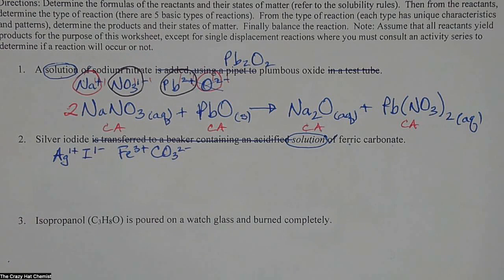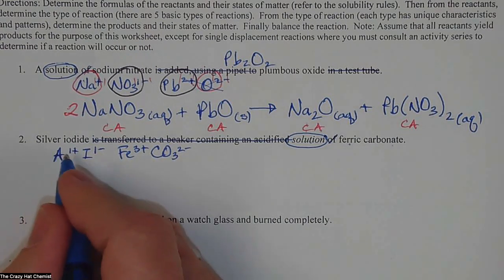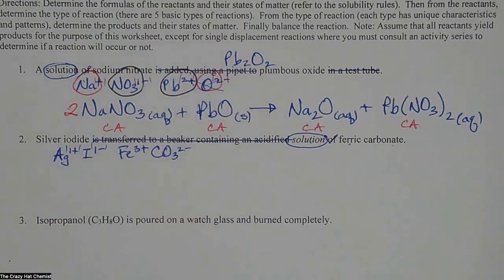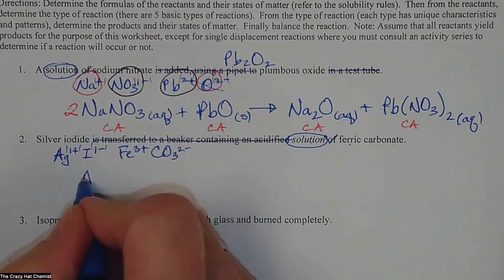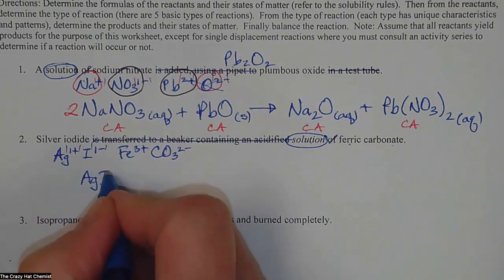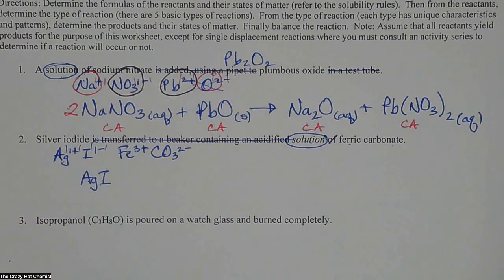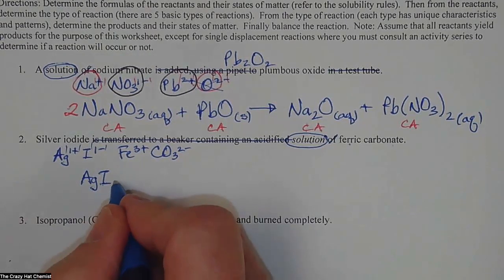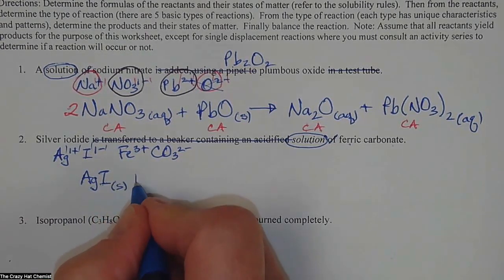All right. So what we're going to do here is we're going to do the same thing like what we did on the last one. We're going to take the absolute value of the charge values. And then we're going to take the bull by the horn, flip, bring it down. We're going to get AgI, just like that. We're going to follow our solubility rules. And chlorides, bromides, and iodides are soluble, except for mercurous, plumbous, and silver. So that means that this is a solid.